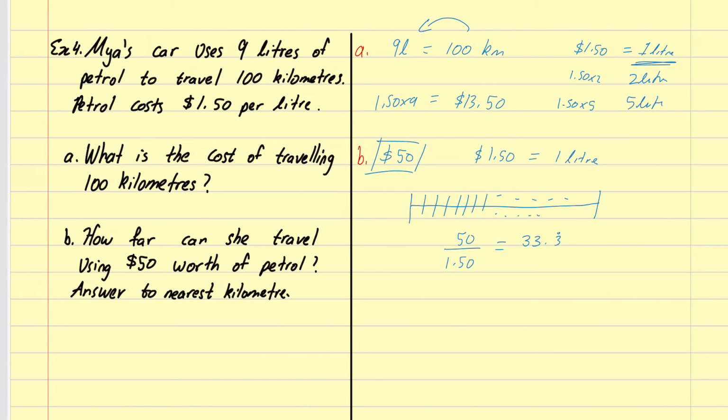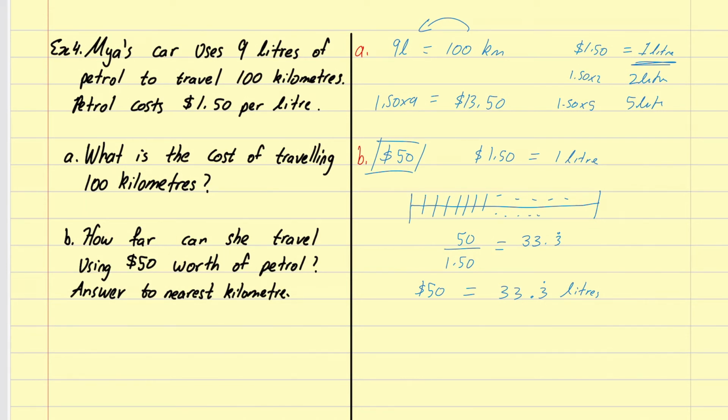So now let's have a look at the facts. Since $1.50 is equal to 1 liter, I now know that I can fit $1.50 into the $50 33.3 times. So that means $50 would actually get me 33.3 repeater liters. So now that's what I have right there. Okay, cool. But that's not what the question's asking. The question's asking, how far can she travel?